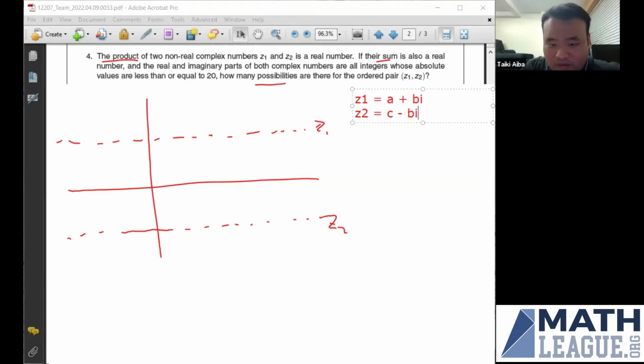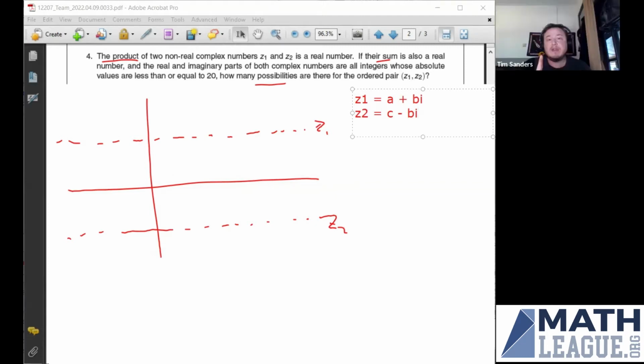Right. Okay. So that's what we get from taking the fact that the sum has to be a real number, right? The plus BI cancels the minus BI. And we want the product of these to be a real number. So what does that give us?